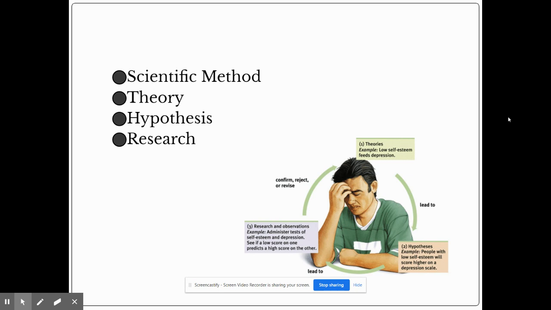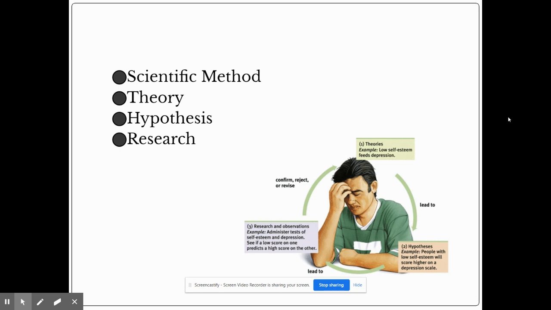Once we have that theory, we need to demonstrate how that theory can be measurable. This is when it becomes a hypothesis. If you take a look at part 2 in this picture, the example is that people with low self-esteem will score higher on a depression scale test. This is a measurable way. So if a participant records on a survey that they have low self-esteem and then they take a test that shows how much depression they have, this can confirm or reject our theory. And because it's measurable, it becomes a hypothesis.